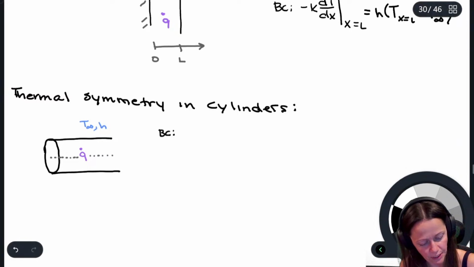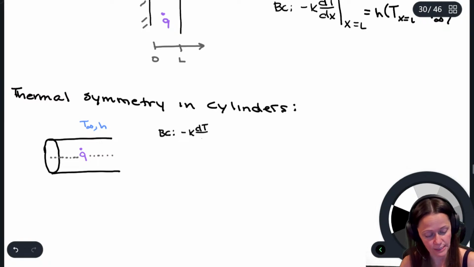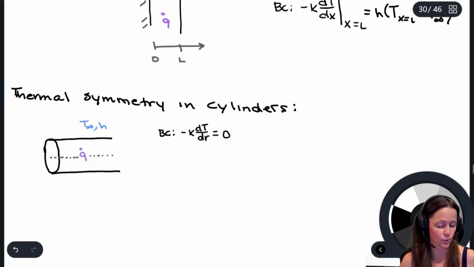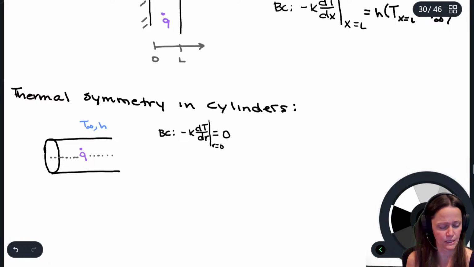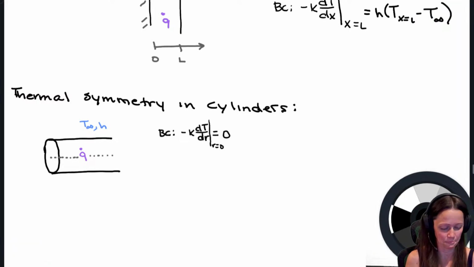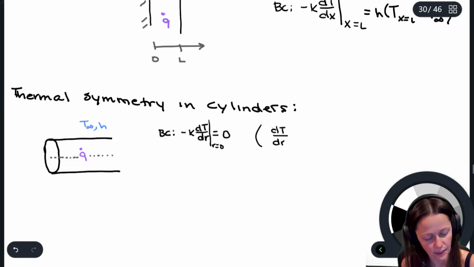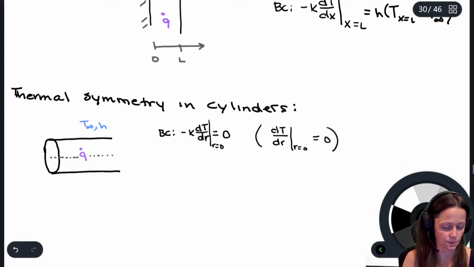So that first boundary condition is that negative k dT/dr, because we're in cylindrical coordinates, that's Fourier's law in cylindrical coordinates, is 0. And that's at r equals 0. That's also important, at r equals 0. Or you could just write it as dT/dr at r equals 0 is equal to 0. That's fine too.